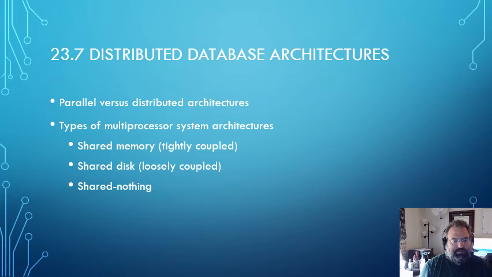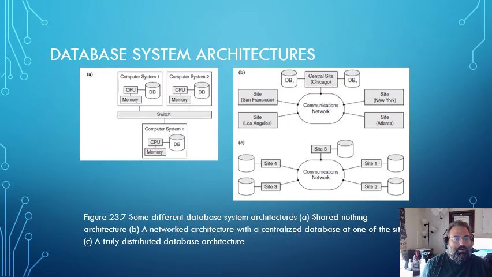Types of multiprocessor system architectures: there's shared memory, which is tightly coupled. A shared disk, a little less tightly coupled, but using a disk still that is common to everything to communicate, or a disk-like system. And then shared nothing, where there's no coordination between them at all. Database system architectures: figure A is showing a shared nothing architecture. That has become very common.